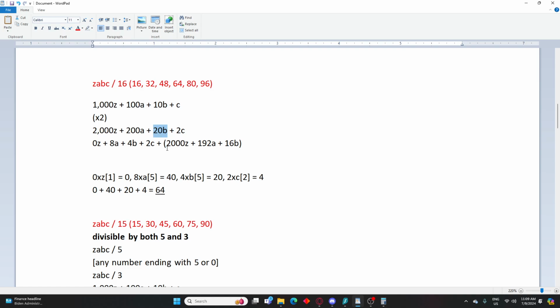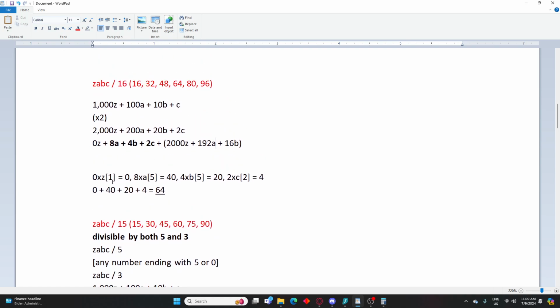20 is not divisible by 16, but if we take 4 out, we can stick it over here on the side. 2 is obviously not divisible by 16, so we're going to leave it on the side over here. So now we're left with 8A plus 4B plus 2C. And on the remainder over here, this is all divisible by 16.